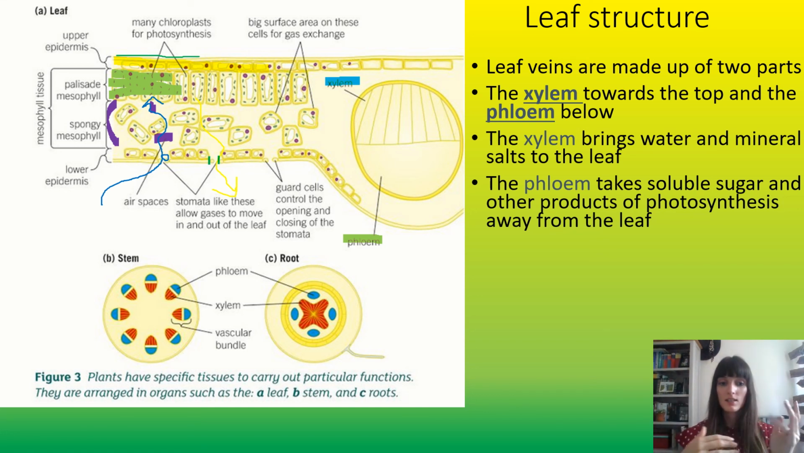So if we want gases or water to leave the plant, then the guard cells will be like this, which means the gas can come in and out. However, if we don't want that to happen, then they'll close. I'm going to talk about that with a little bit more detail in the next video.